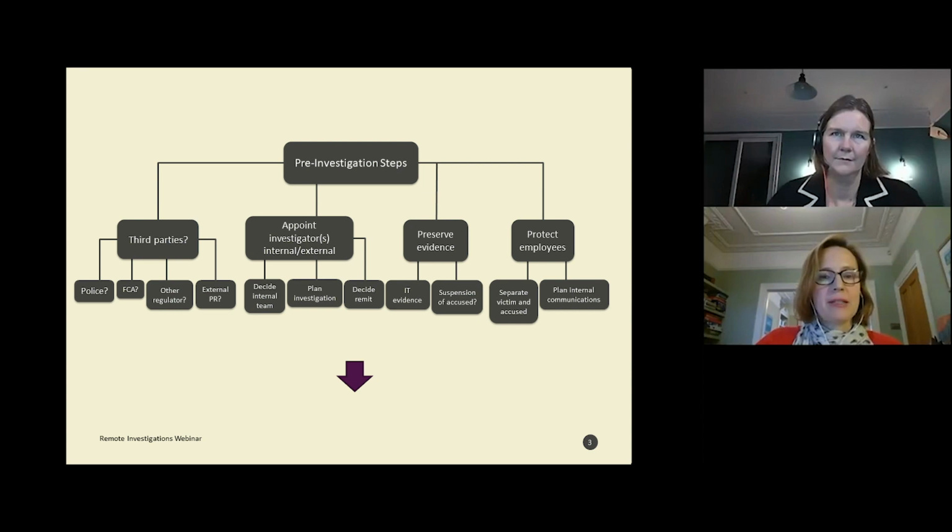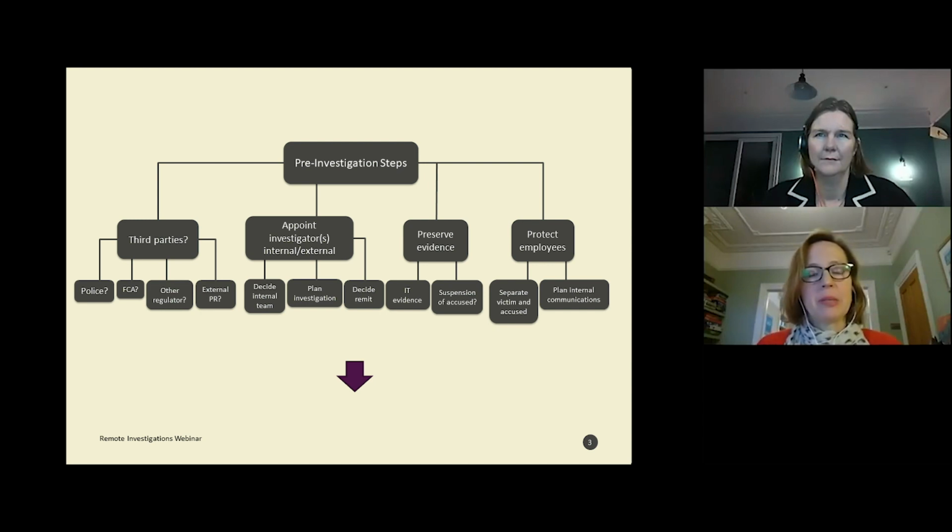And if the issue is serious enough, you may decide that you're going to suspend the alleged bully in any event. And if you do, in some ways, this is easier when everyone's working remotely because the person's absence is not so visible to so many people. So not everyone needs to know about it.